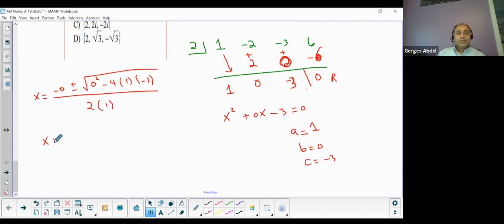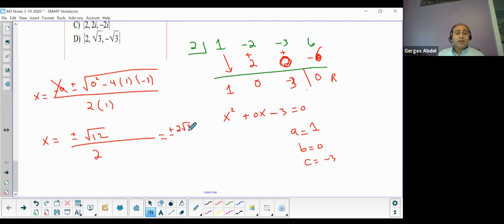It gives you x equals positive or negative. Obviously, negative 0 is just 0. Cancel out. Positive or negative the square root of negative 4 times negative 3, that is positive 12. Square root of 12, divide by 2. If you want to simplify the square root of 12, that is 4 times 3, which will be 2 square root of 3.